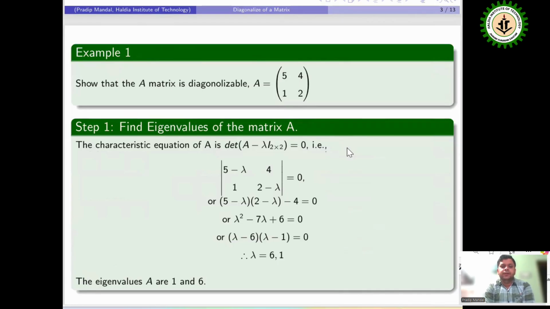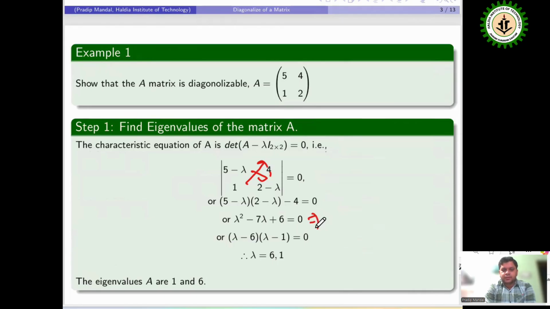Now if we simplify, we get 5 minus lambda times 2 minus lambda minus 4 equals 0. This is a simple determinant expansion: first diagonal product minus the other. Again, if we simplify, lambda square minus 7 lambda plus 6 equals 0. Now we factorize this.